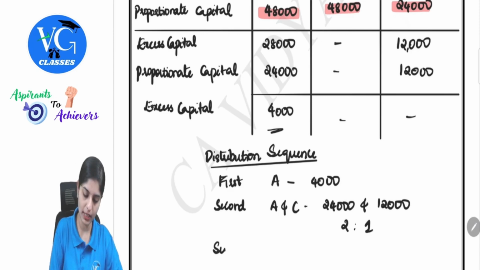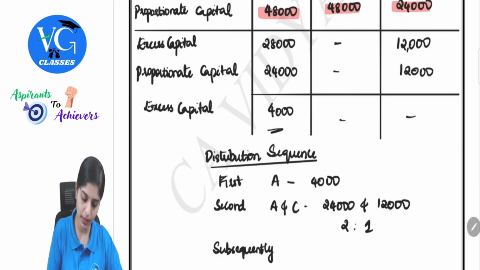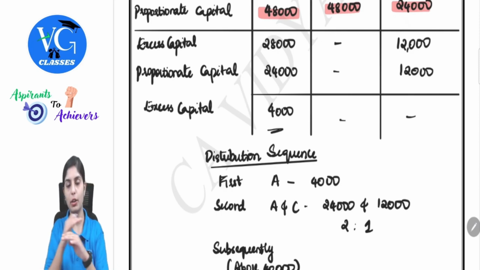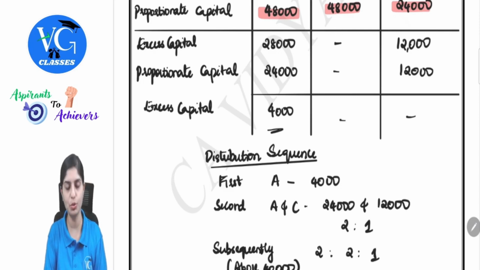So subsequently, that is beyond 24 plus 12,000, that is 36,000 plus 4,000. Beyond this, subsequently above 40,000, there is no again order. If you follow until here, your capital will be in the profit sharing proportion. So we will take it in the profit sharing proportion itself, that is 2:2:1.